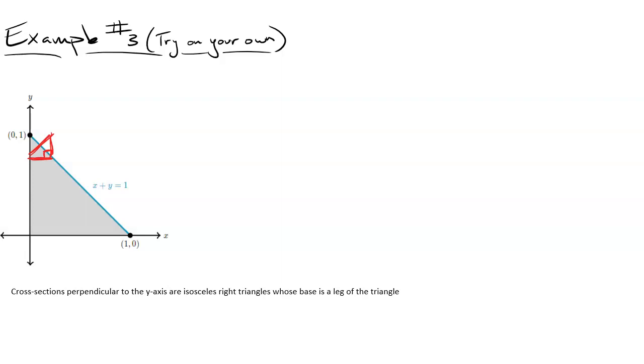And you know what? Here, I'll write this one down, because this equation, if you can't read it, is x plus y equals 1. And then obviously the other two equations are x equals 0 and y equals 0.